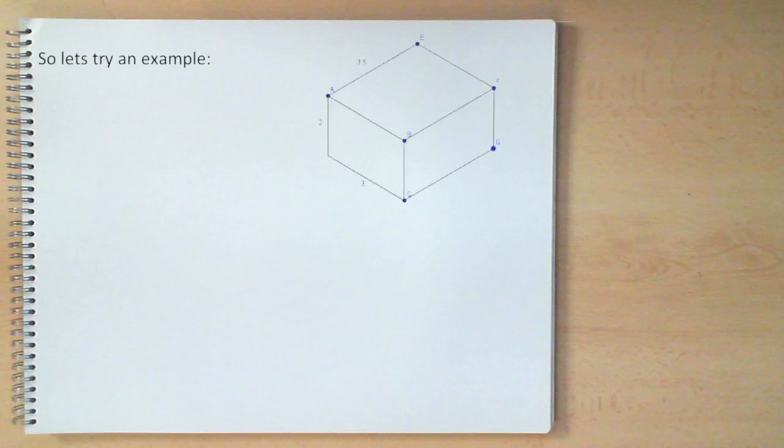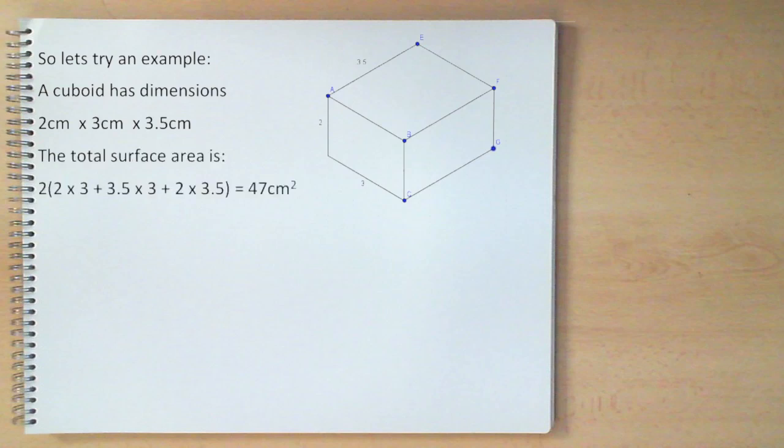We're given a cuboid, and this cuboid has sides of 2 centimetres, 3 centimetres, and 3.5 centimetres. Those are the dimensions of the cuboid. So we can work out the total surface area of this cuboid and its volume. Total surface area we work out by adding up the surface area of each of the sides. So there's 2 tops, 2 bottoms and 2 sides. We work out the area of 1 and multiply that by 2. We get a total surface area for this cuboid of 47 centimetres squared.